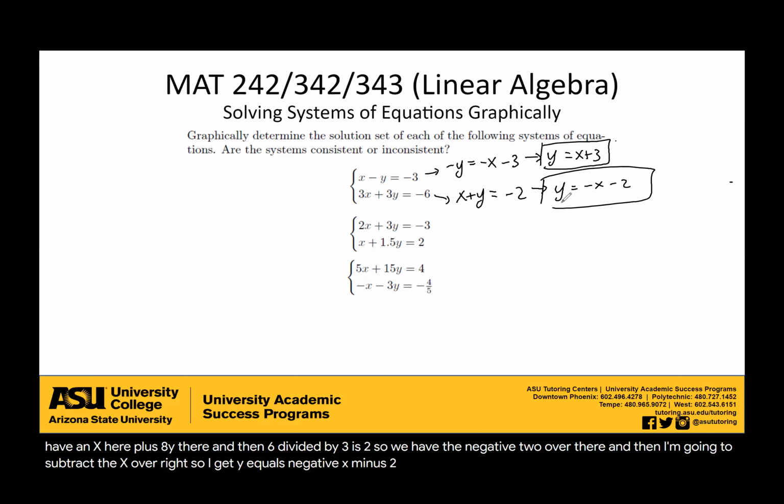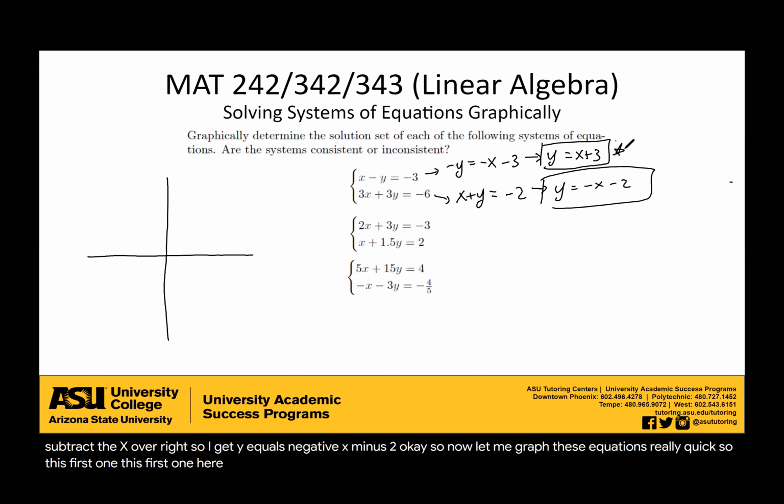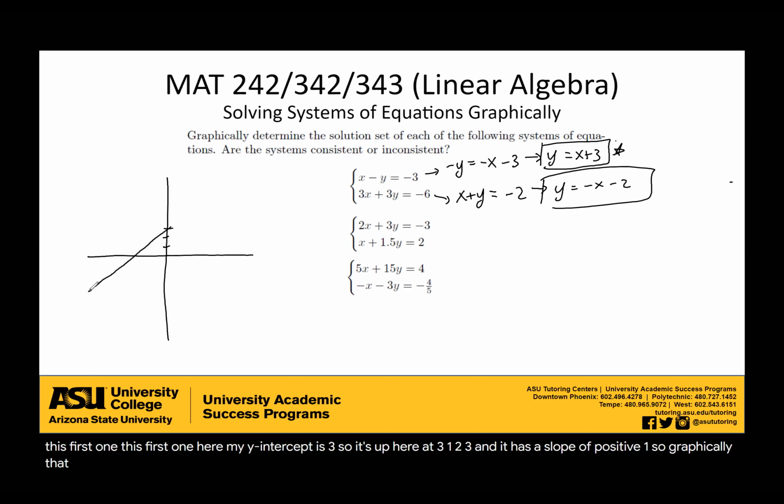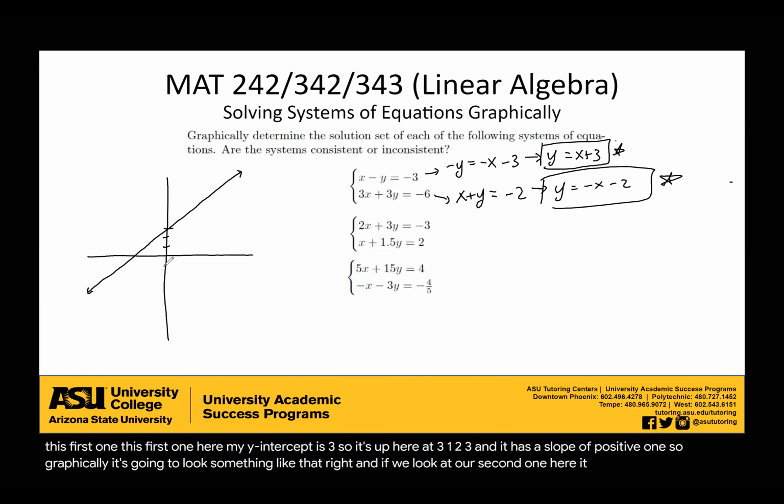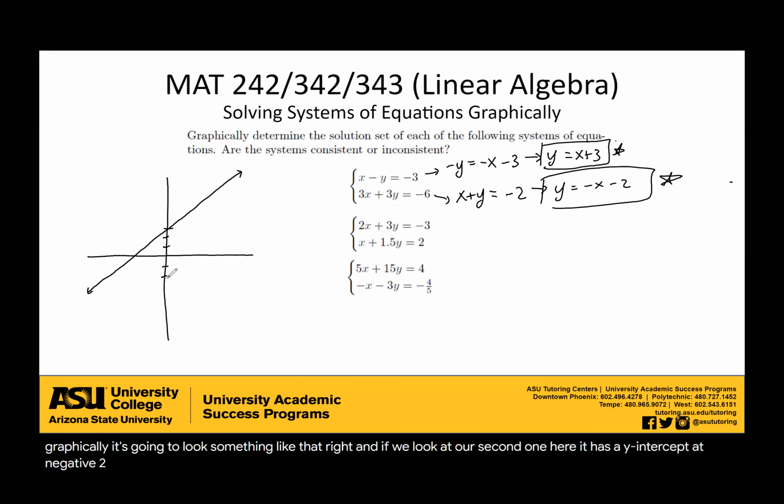Okay, so now let me graph these equations really quick. So this first one here, my y-intercept is 3. So it's up here at 3, 1, 2, 3. And it has a slope of positive 1. So graphically, that's going to look something like that. All right. And if we look at our second one here, it has a y-intercept at negative 2, and it has a slope of negative 1. So graphically, it's going to look something like that.